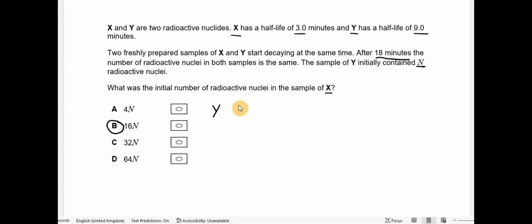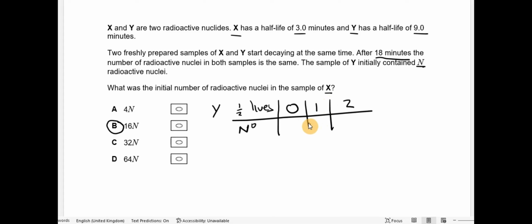So the table I'll produce, I always have half-lives on top and number of nuclei on the bottom row. Now for Y, I only need to go up from 0, the starting point, to 1, 2 half-lives. And we're told the sample of Y initially contained N radioactive nuclei. So at the starting point, there's N nuclei. After 1 half-life, that number will halve, and after 2 half-lives, that number will halve again.